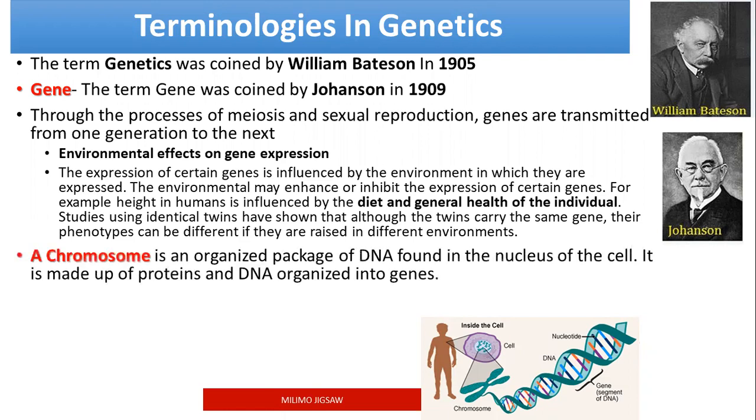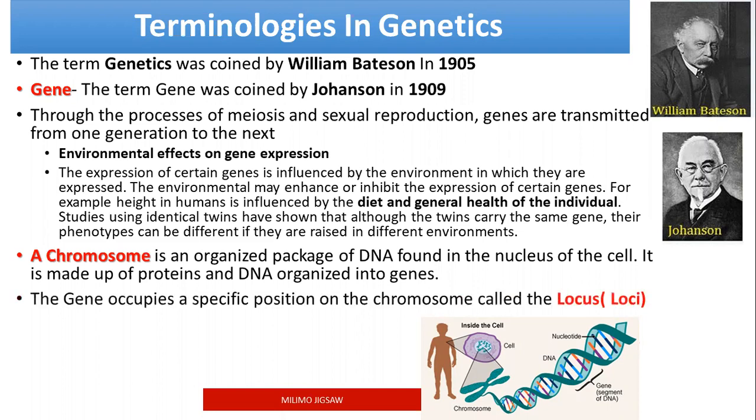And then we did look at things such as the chromosome being an organized package of DNA found in the nucleus of the cell, largely made of proteins and DNA, which is organized into the genes. Now, when we look at the gene in eukaryotic cells, the gene is going to occupy a specific position on the chromosome. That position is what is known as the locus, or loci in plural. So locus is a single point. When it is plural, it is loci.